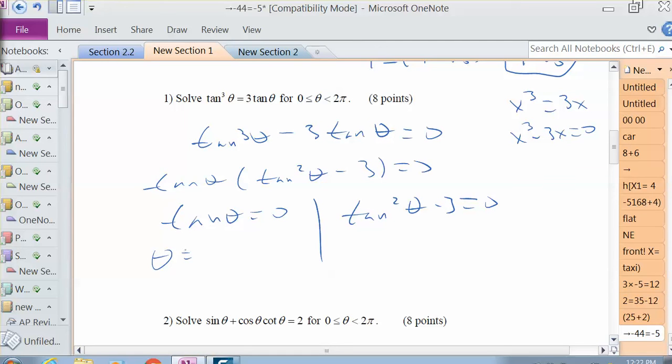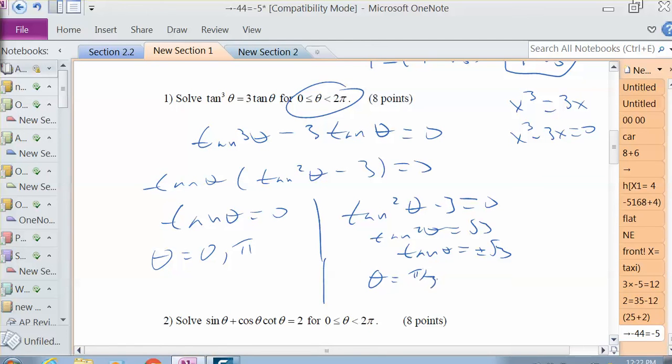Tan theta equals 0 occurs at 0 and pi. So we're going from 0 to 2 pi. Tan squared theta equals 3. Tan theta equals plus or minus root 3. That's going to occur when theta is at pi over 3, 2 pi over 3, 4 pi over 3, and 5 pi over 3.